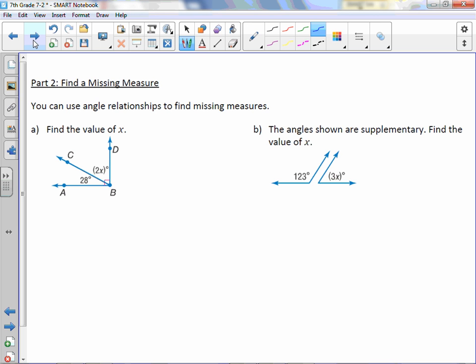On the back, you can use angle relationships to find measures. Find the value of x. Now, this box here indicates to me it's a right angle, which means it's 90 degrees, which means it's complementary. So you can add angles to equal 90 degrees. Because they're complementary, I can say that 28 plus 2x equals 90. Again, I know they're 90 degrees because of that box. You put them together, it equals 90 degrees.